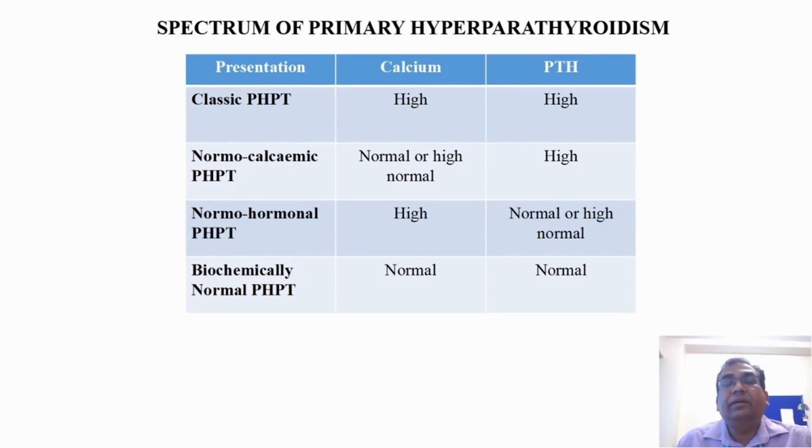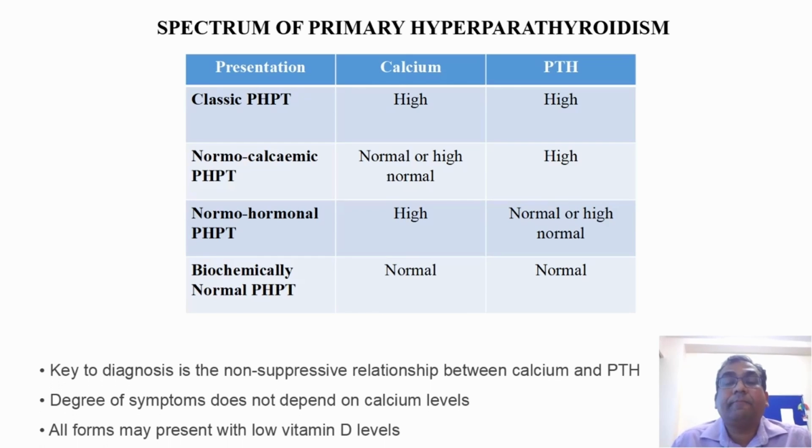The definition of primary hyperparathyroidism, or the spectrum, has changed over the years. Classically, we know that it is characterized by elevated levels of parathyroid hormone and calcium, but now we more commonly encounter other biochemical variants, namely normocalcemic primary hyperparathyroidism, where the calcium levels may be normal but the PTH is high, and normohormonal hyperparathyroidism, where the calcium level is high but the PTH level is still catching up and may be either normal or on the higher side of normal. Sometimes both the elements may be normal, but there may be other indications that the patient may have symptomatic hyperparathyroidism.